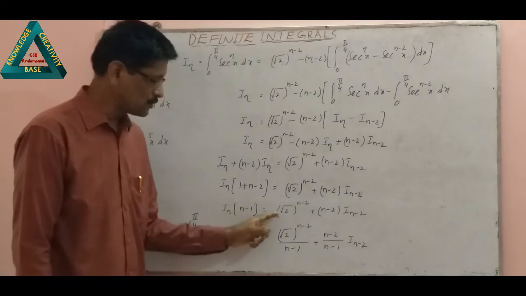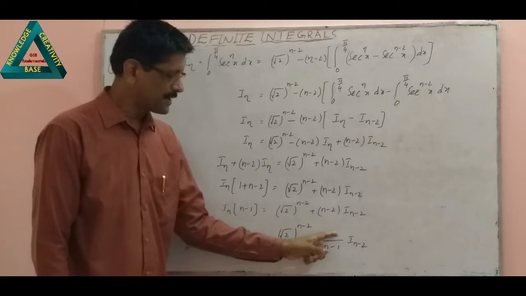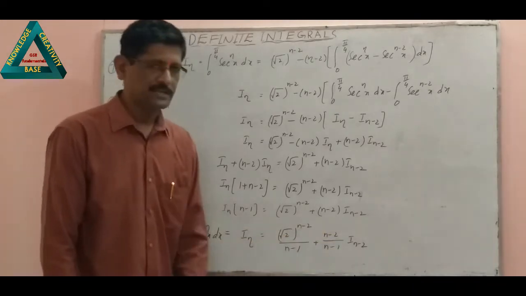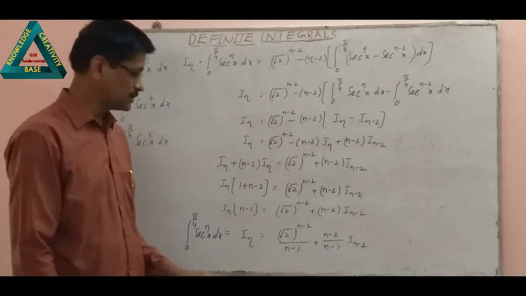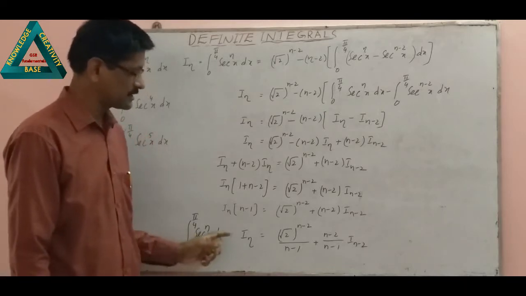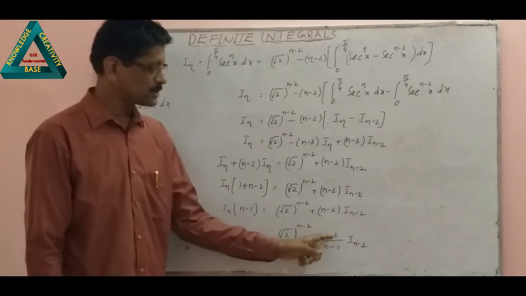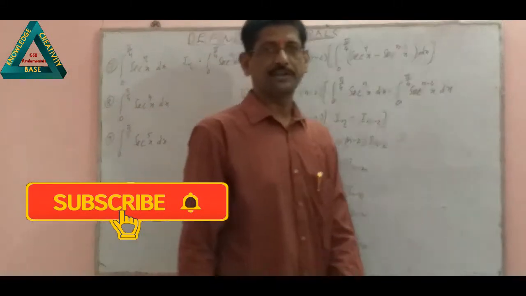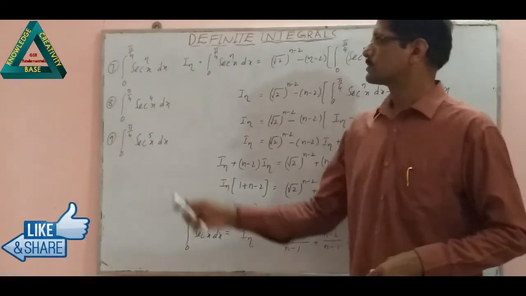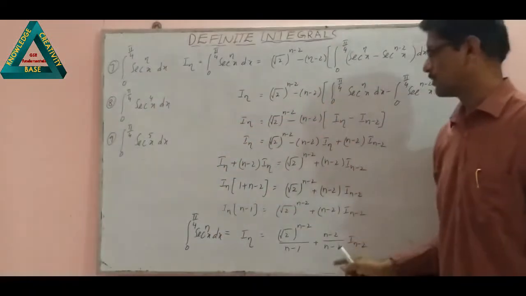In is equal to root 2 whole power n minus 2 by n minus 1 plus n minus 2 by n minus 1 In minus 2. So the definite integral value of In, that means the integral 0 to pi by 4 secant power n x dx, is equal to root 2 whole power n minus 2 by n minus 1 plus n minus 2 by n minus 1 into In minus 2. This is the reduction formula in definite integrals of the secant function. Okay, so this is the integral 0 to pi by 4 secant power n x dx is equal to this one.